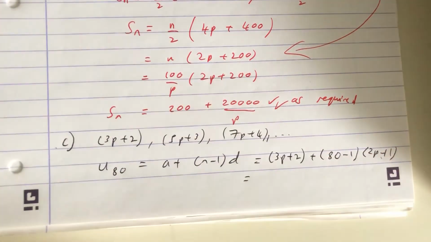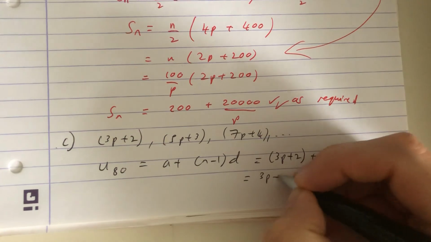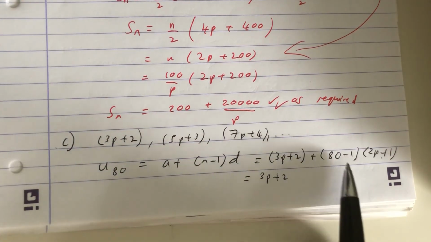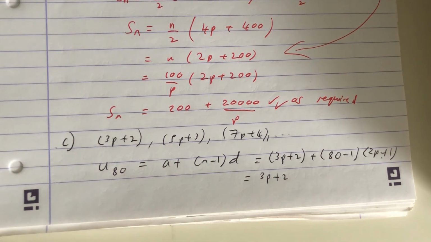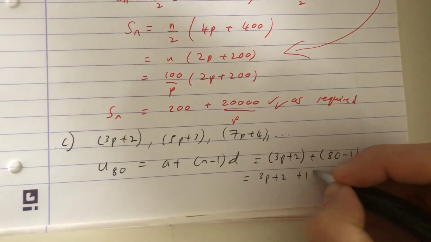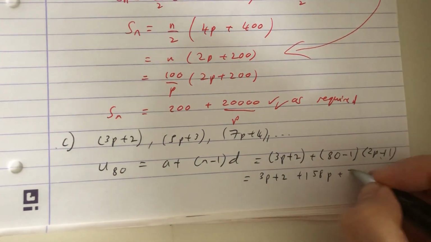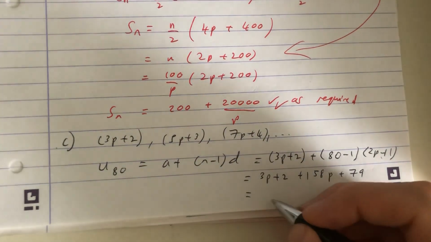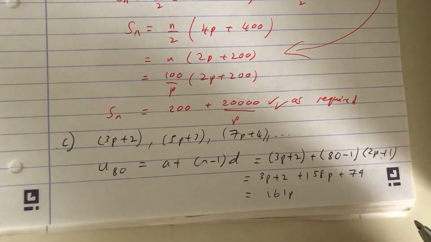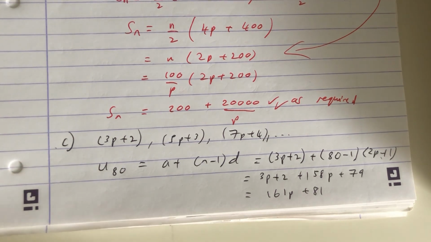And then technically, oh no, they say giving your answer in its simplest form, so I do have to simplify. So if I expanded the brackets, what would I get? I would get 158p plus 79, which is equal to 161p plus 81. I think that is pretty much it.